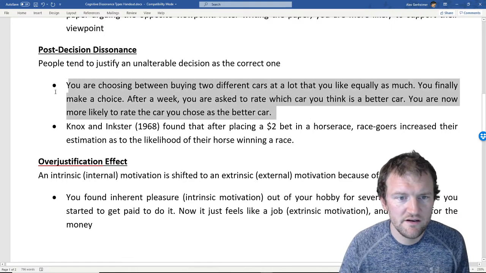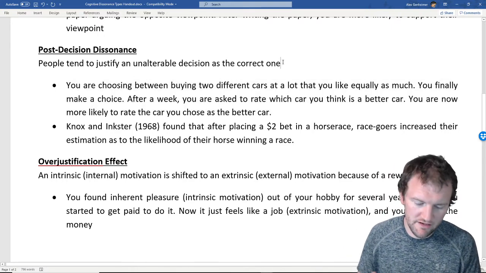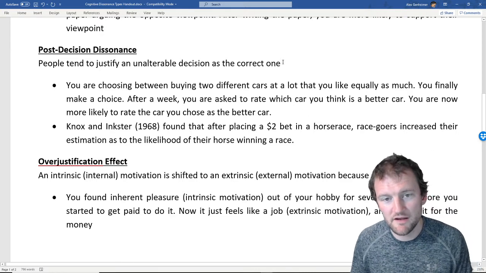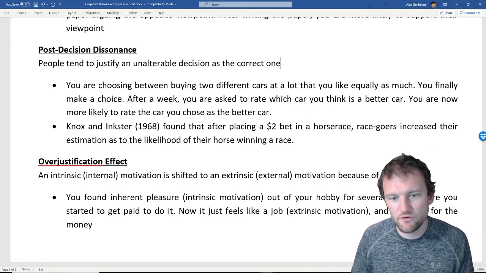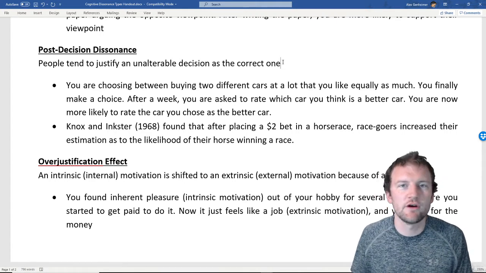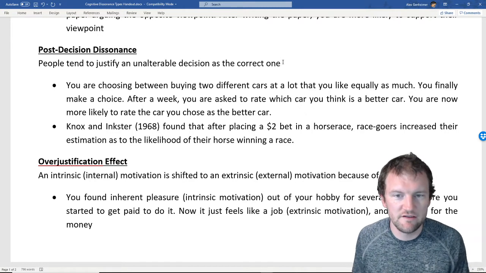So here, you choose between 2 cars. It'd be like if you're choosing between a Ford and a Chevy truck, and you end up choosing the Ford. And before this, you didn't care. It was like a truck's a truck. Who cares? But after you bought the Ford, then you're a Ford person instead of a Chevy person.